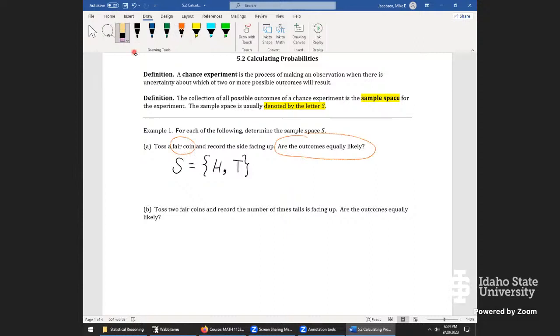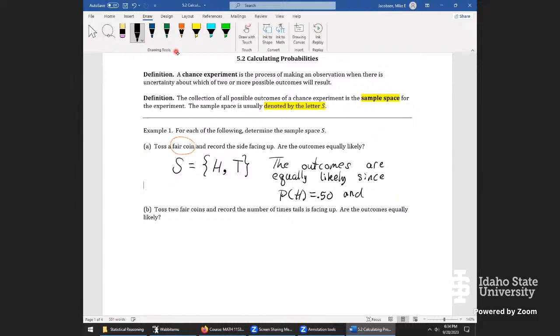Folks said there's a 50% chance of heads, a 50% chance of tails, and that's because we're dealing with a fair coin. That alone is enough to tell us the outcomes are equally likely, since the probability of heads is 0.50, or you could say 50% if you like, and the probability of tails is the same, 0.50, under the assumption we really have a fair coin. So that's what happens in that sample space there. Kind of just a review of what we did on that first example.